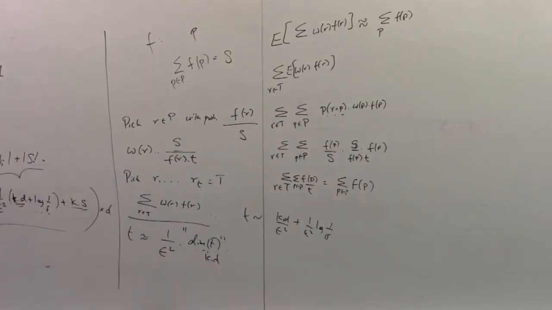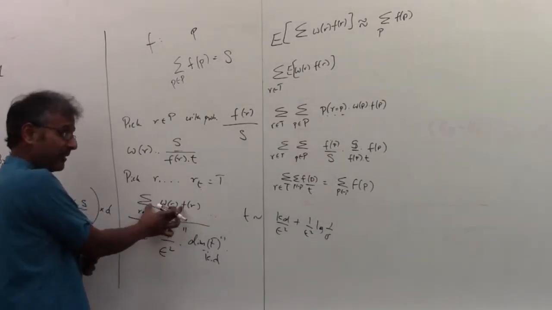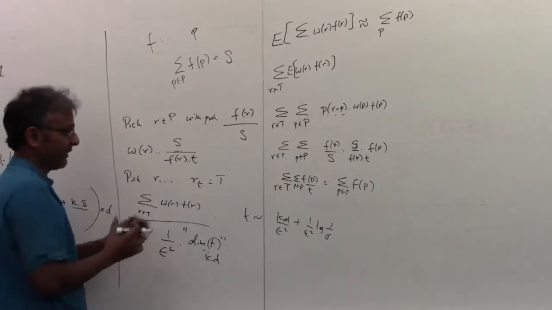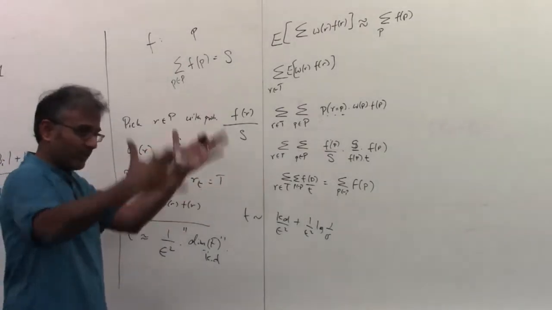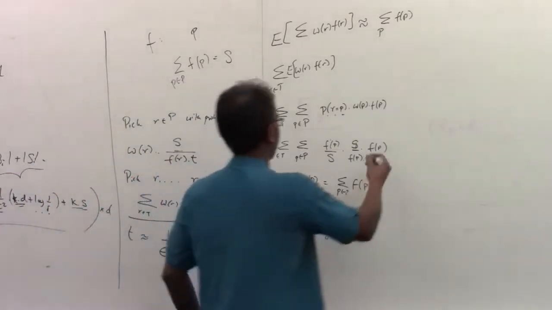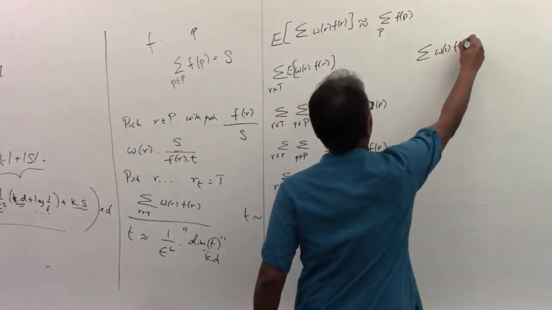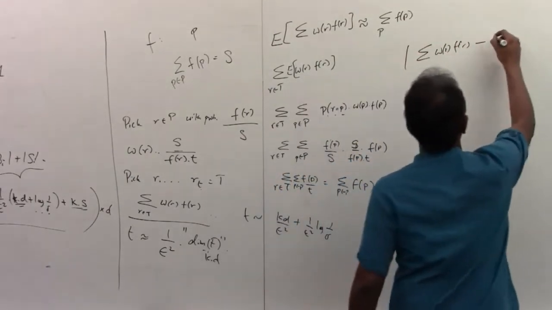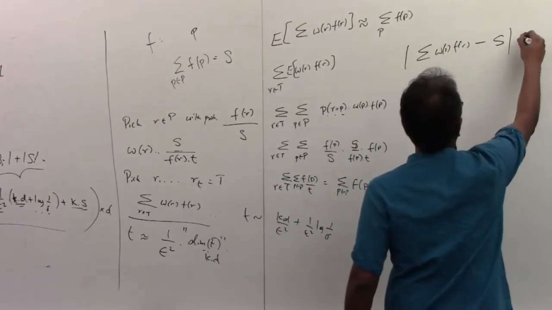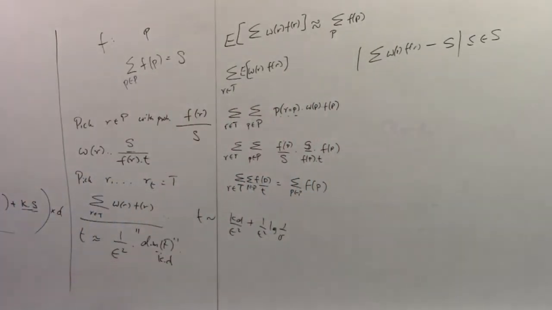Okay, and in other words, what you get is that with high probability, the answer you get from here is within epsilon of the true value. So we've already said the expected value is the same. What you want to say is that with high probability, the tail is not very far. So with high probability, we expect this value here, the sum of w_r f(r), is not going to be very far from the true value S. It's going to be less than or equal to epsilon times S. Okay, so it's within some multiplicative factor.